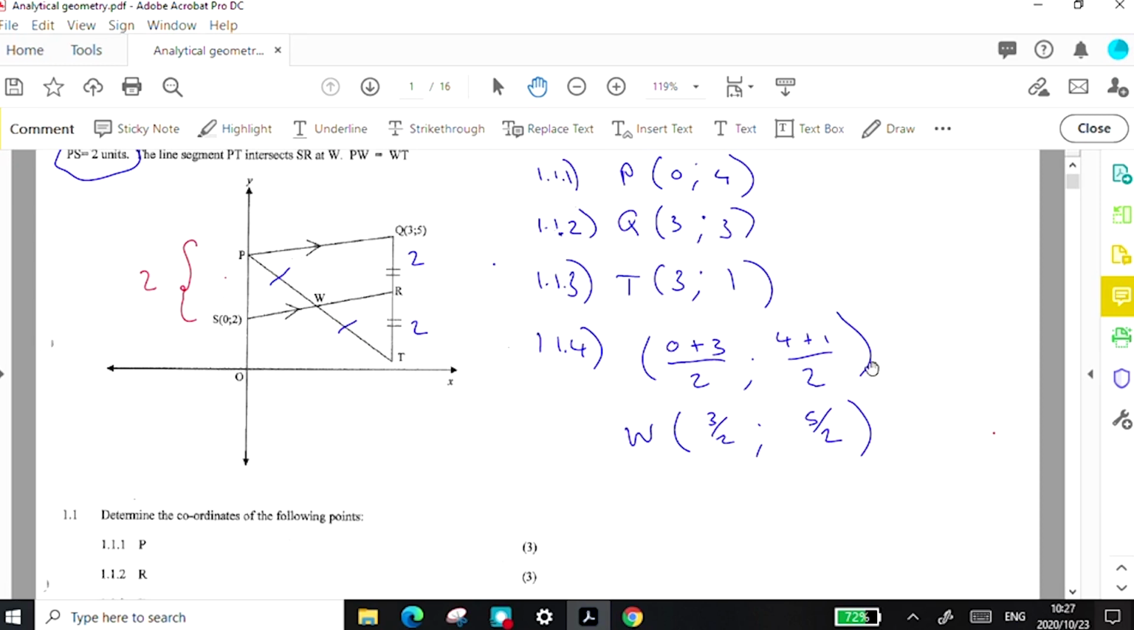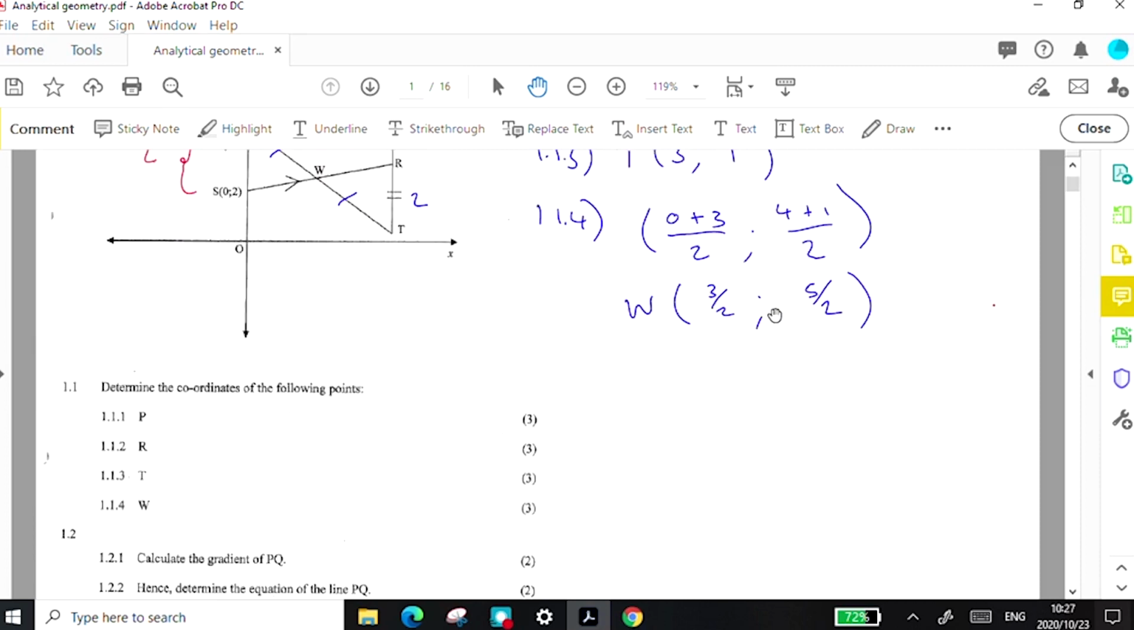Here we've used the midpoint theorem. It is x1 plus x2 divided by 2 and y1 plus y2 divided by 2.